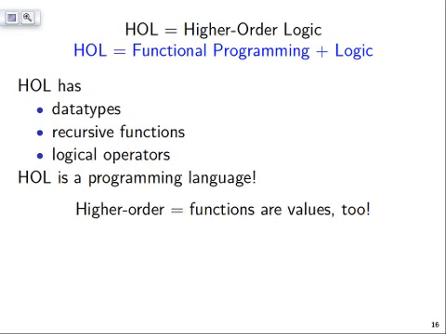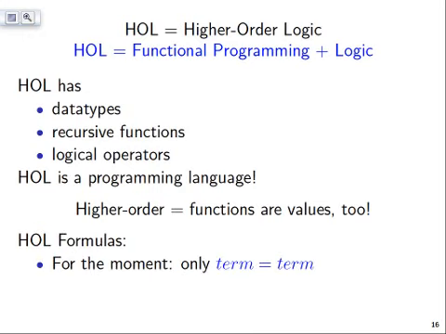And the only reason why it's called higher order is that functions are values too. So passing around an integer or passing around a function, it makes no difference. That's just one of the basic properties of functional programming.